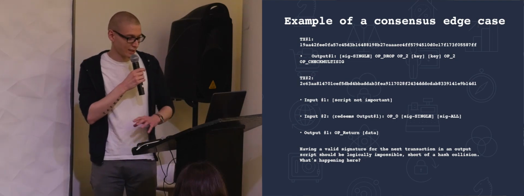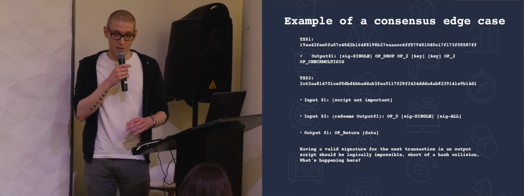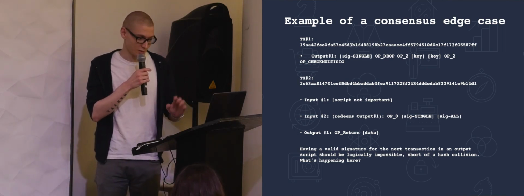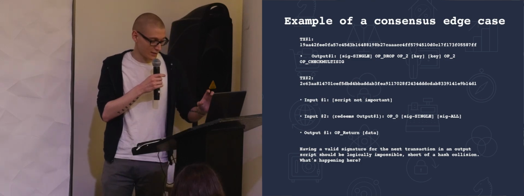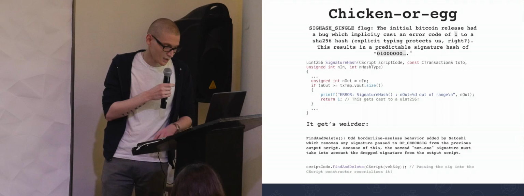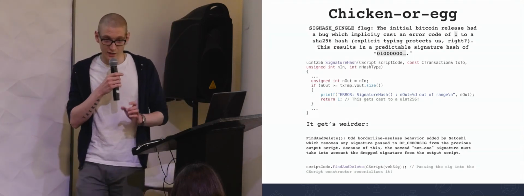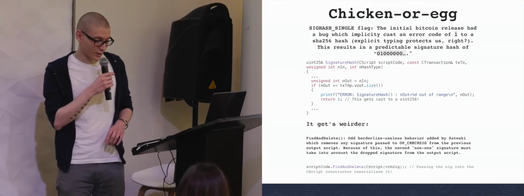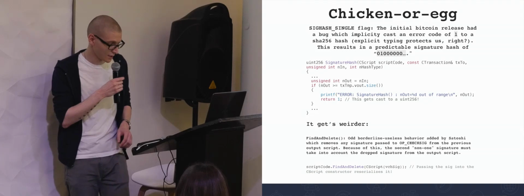And if you know how sig hashing works, you should know that this is logically impossible, short of a hash collision. It is not possible. So what the hell is going on here, right? Why is there a valid signature in the first output? So this is a chicken or egg problem, right? A signature is basically a hash, like an encrypted hash. So how could you have a hash for the next transaction in the previous transaction is the question.